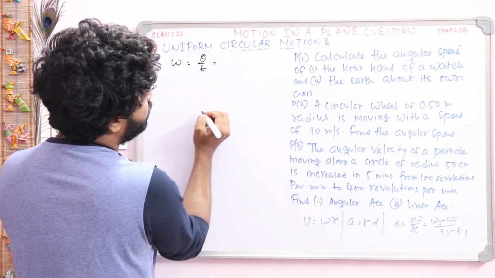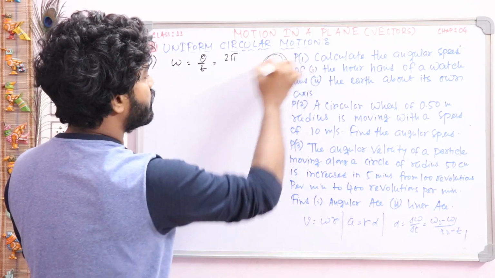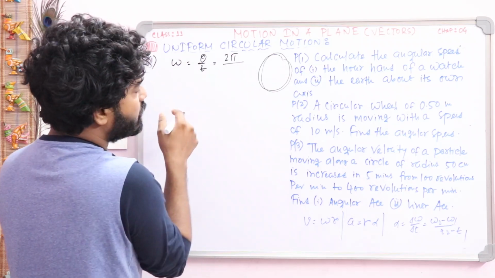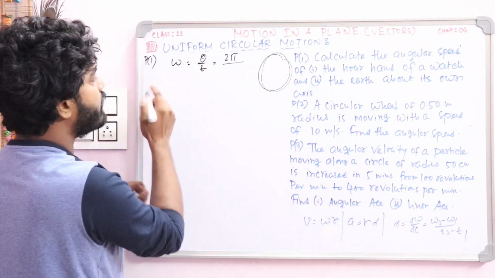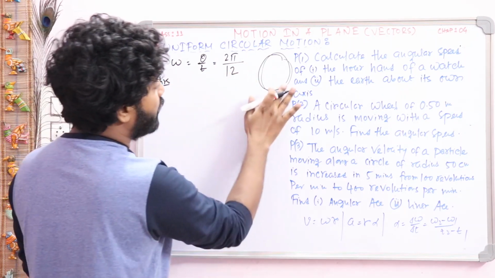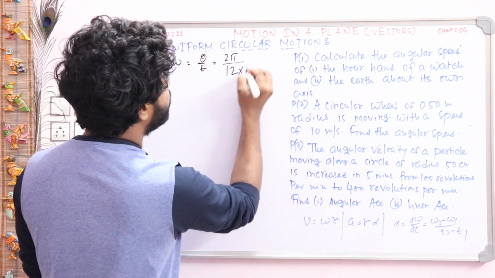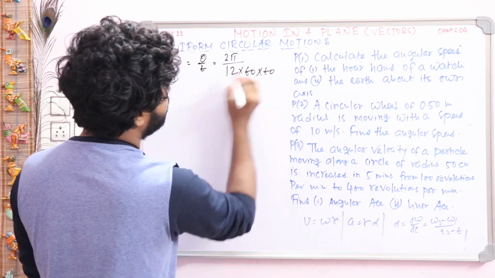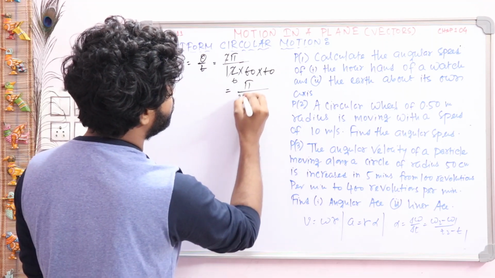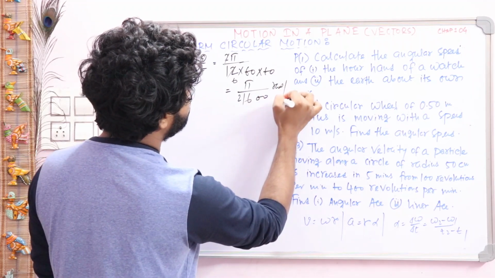Here theta is equal to 2 pi, for one complete rotation, the total angular shift is 2 pi, and here time t is equal to 12 hours for one rotation, but 12 hours you have to convert into seconds, so this will be 12 into 60 into 60. So the value will be pi divided by 21600, and the unit will be rad per second.